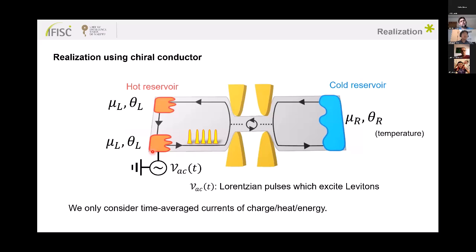And this chiral AC driving can be realized using chiral conductors, for example, in quantum Hall setups or topological insulators. Then the bulk is in an insulating phase, and electrons only propagate chirally through the edge states. And if you prepare two contacts for the hot reservoir, and you apply AC voltage to only one of the reservoir contacts, then you realize the chiral AC driving. In the following results, I will show you results using the AC voltage in the form of a Lorentzian. And we only consider the time-averaged quantities, the currents of charge, heat, and energy, not the time-resolved quantities.